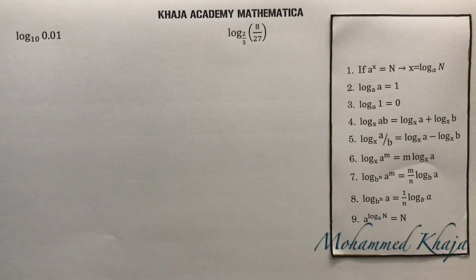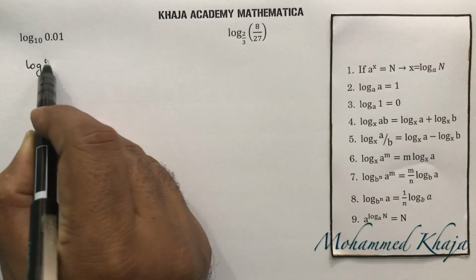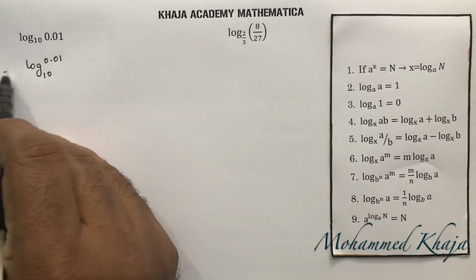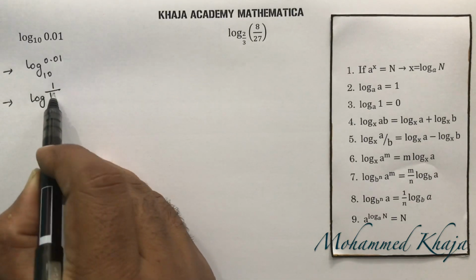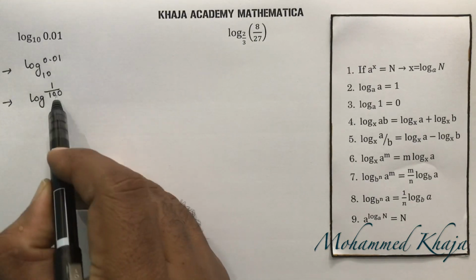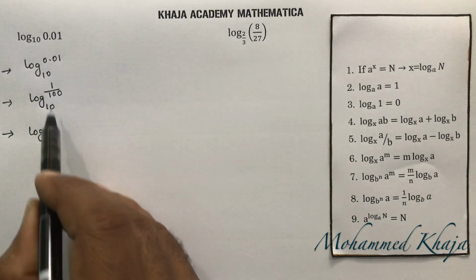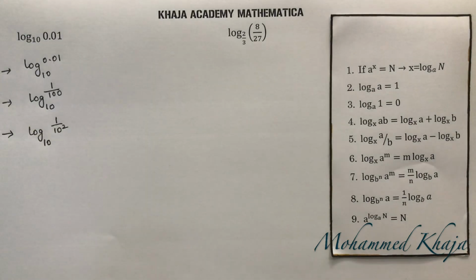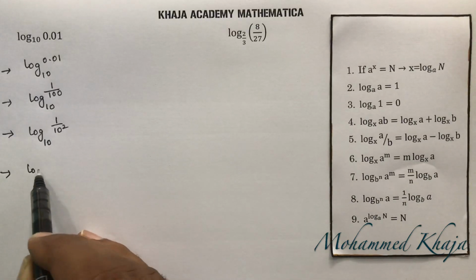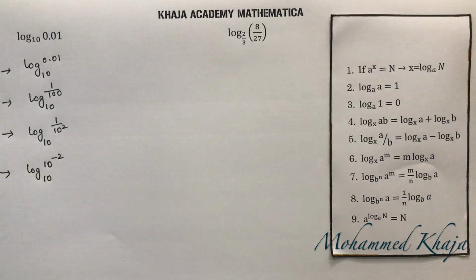Log 0.01 to the base 10. When you get decimals, first change them into a fraction: 0.01, with 2 digits after the decimal point, is 1 by 100, that is, 2 zeros. So log 1 by 100 to the base 10 you can write as 1 by 10 square. Now 1 by 10 square you can write as 10 power minus 2 to the base 10.